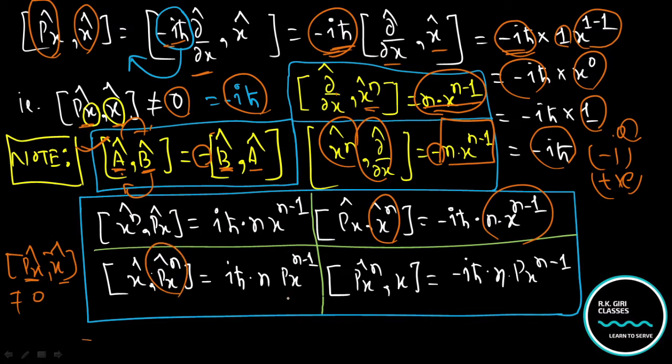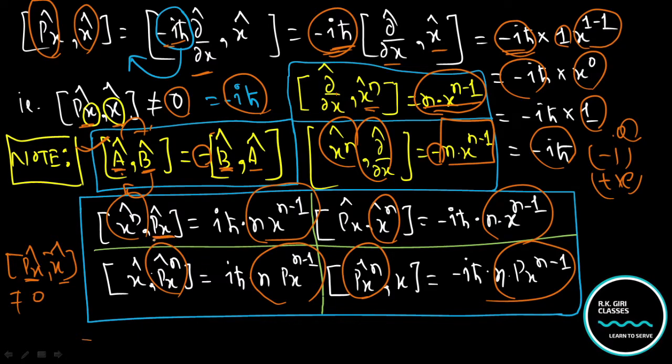So similarly, [x^n, p] is n times x^(n-1), and [p, x^n] is n times p x^(n-1). The result, you just have to remember: if p is outside, the result is plus iħ. If p is inside, minus iħ. This is a shortcut trick. Don't focus on the derivation. If you don't have time, just solve the numericals.